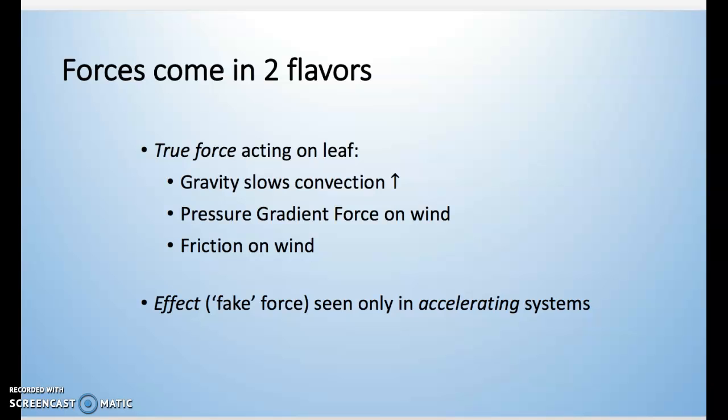On wind, there are two true forces. One is pressure gradient force, a major one, and the other is friction, which acts opposite to the direction and the speed of the wind. Now, these fake forces are seen only in accelerating systems. And remember, acceleration in physics is changes in speed that are consistent or changes in direction. In this case, we're really going to look at changes in direction.